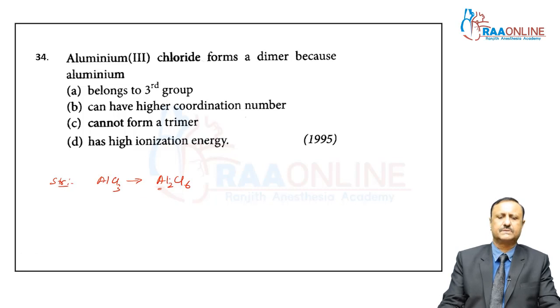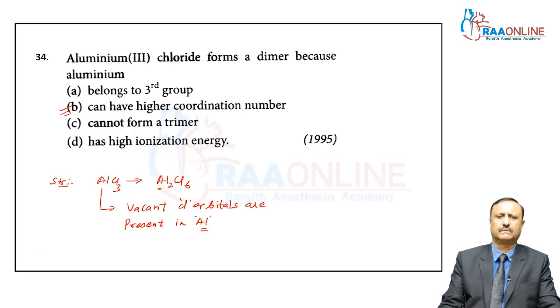Here we can see my dear students, aluminum can have a higher coordination number because a vacant d orbital is present in aluminum. So my dear students, aluminum forms Al2Cl6 because vacant d orbitals are present.